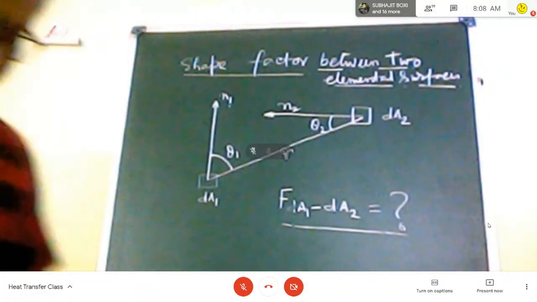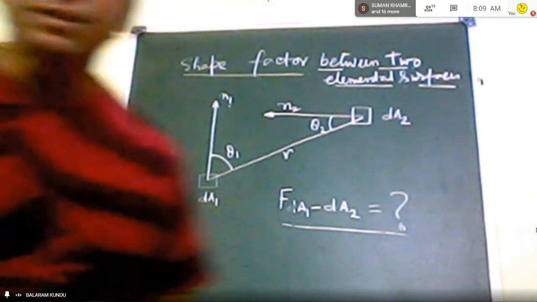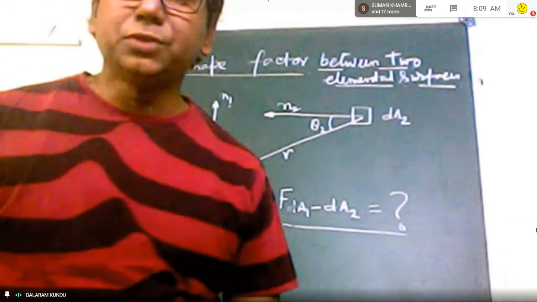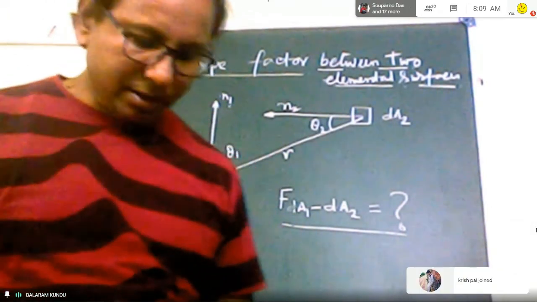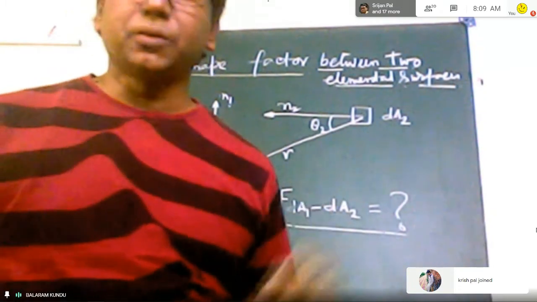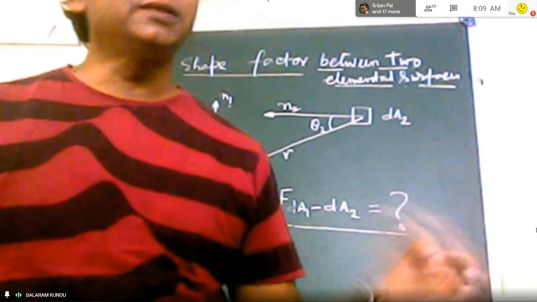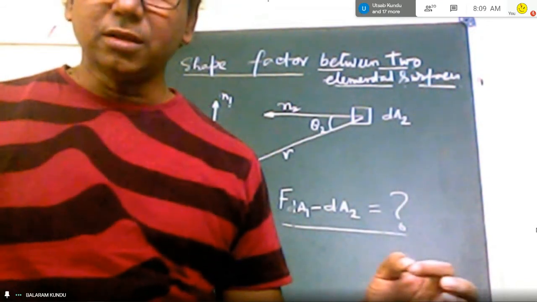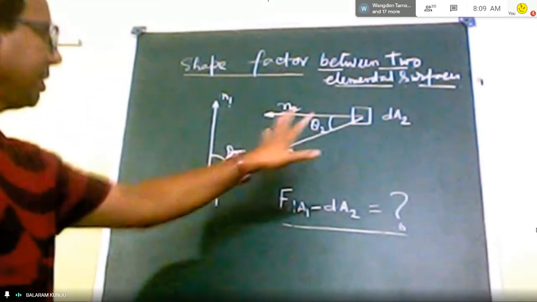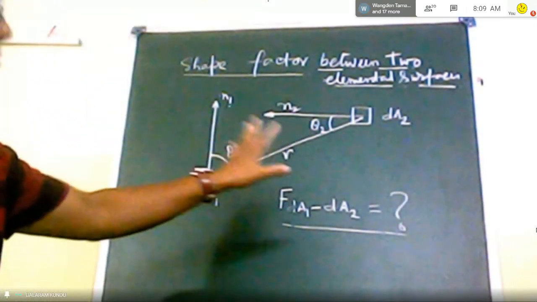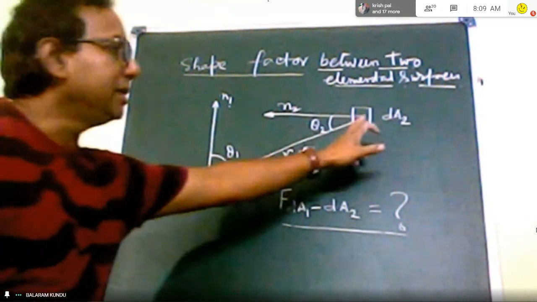From the beginning. It is very important to know that factor to determine heat exchange between two surfaces due to radiation. So shape factor, that is the fraction of energy emitted from a surface that strikes the other surface directly, is called shape factor. That means just here we have drawn two elemental surfaces, that is dA1 and dA2.